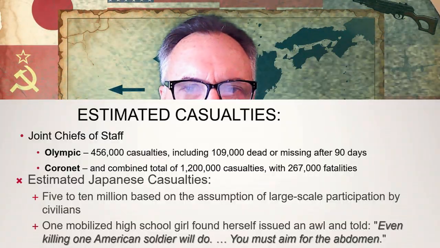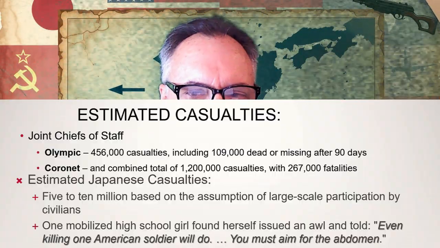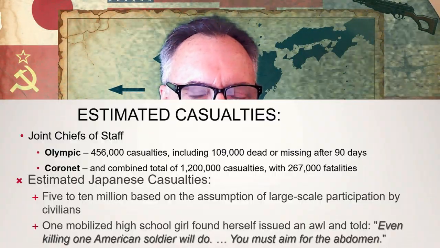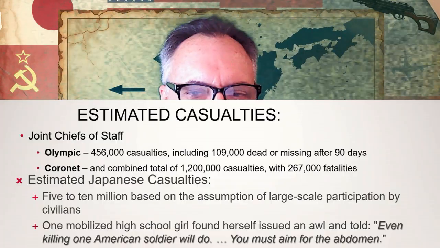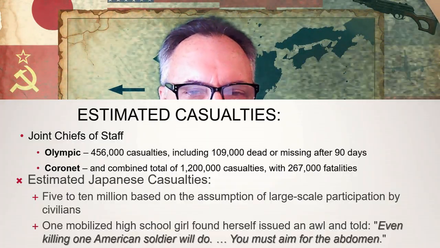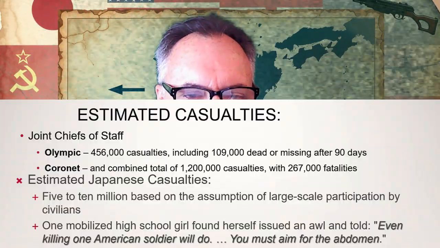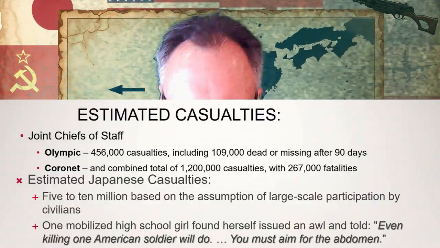You see this quote from a young high school girl. Everybody is being trained to fight the Americans. And she says, even killing one American soldier will do. You have to aim for the abdomen. She was given a pointy stick, told to run up and kill somebody. She's going to die, but that's what she's going to do because it is her duty to the emperor to do that.